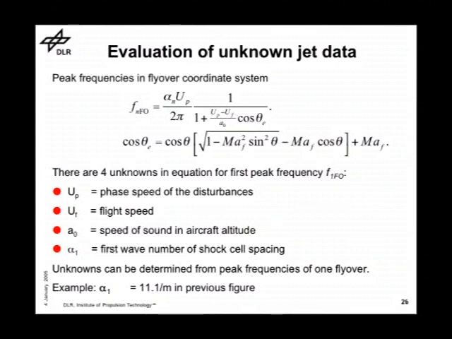We have 4 unknowns in this equation: the phase speed of the disturbances in the flow, the flight speed, the speed of sound at the aircraft altitude, which is not strictly necessary since you have a good idea of where it is, and the first wave number of shock cell spacing. So 4 unknowns. Since during the flyover you make measurements at many angles, in principle you can determine all constants from just one flyover measurement at 4 different angles. If you take more angles, you can make a least square fit, and this is what I've done. The example in this previous figure gives a wave number of 11.1 per meter.